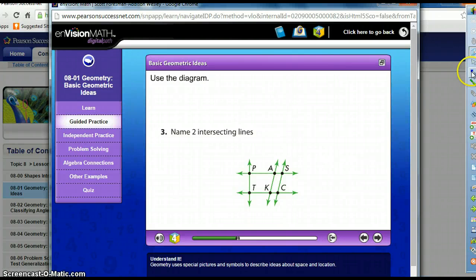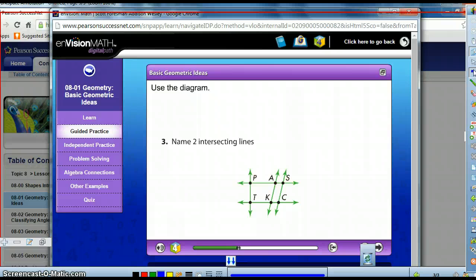Now, name 2 intersecting lines. What do we know about intersecting lines? Brendan? They cross. Okay? So, when you name 2 intersecting lines, first of all, lines go on forever and ever, right? To name a line, you need 2 points. So, which 2 lines intersect? Claire? Okay. PS. Now, that's right here. That's 1 line. Give me the name of another line that intersects that line. AK. Very good. These 2 lines intersect at point A, right here.